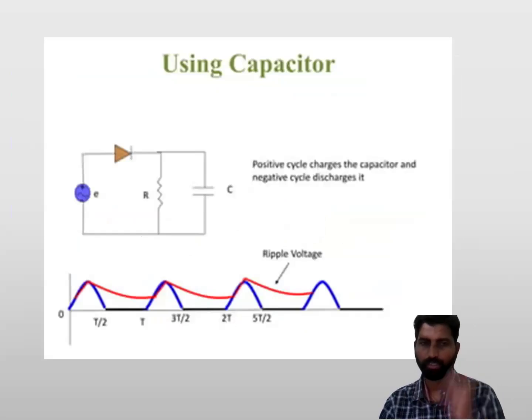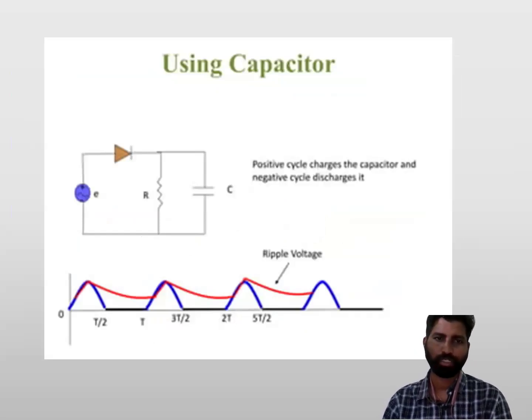A capacitor can also be included along with the diode. On the positive cycle, the capacitor charges, and the negative cycle will indicate the discharge. So the capacitor property of charging and discharging can be seen here, which is considered as a ripple. So this charges and discharges, and whatever ripples are present in the output of the full-wave rectifier will be neglected, and finally we get a DC voltage.